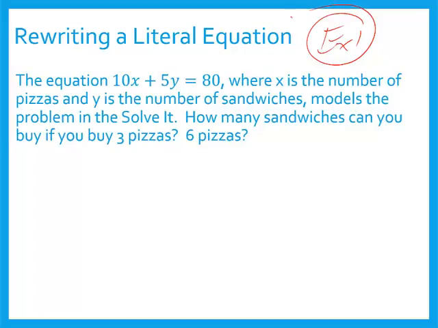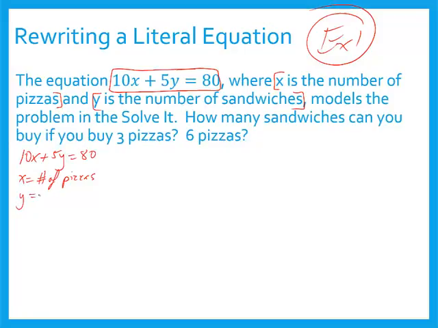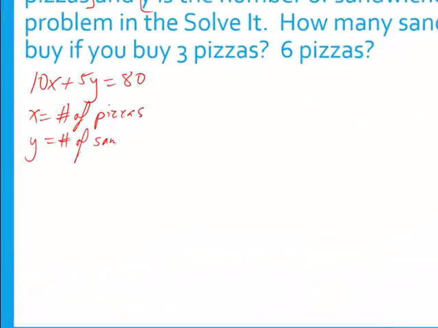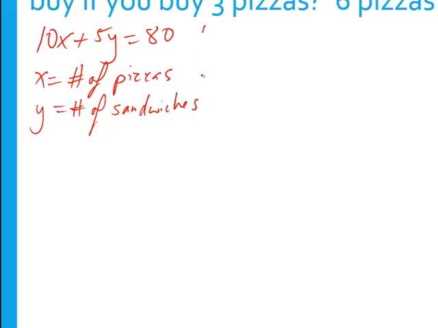So here we go. We need to get the important information out of this paragraph. So most obviously, this equation is the most important. Write it down. 10x plus 5y equals 80. All right. Next, we need to know what x and y stand for. So we know that x is the number of pizzas because it tells us. So we can say x equals number of pizzas. And last, y is the number of sandwiches because it tells us. So y equals number of sandwiches. So that's important right there. And now we can solve the question.